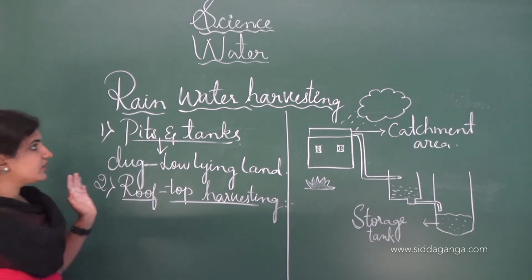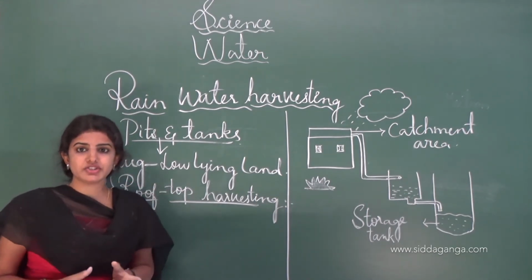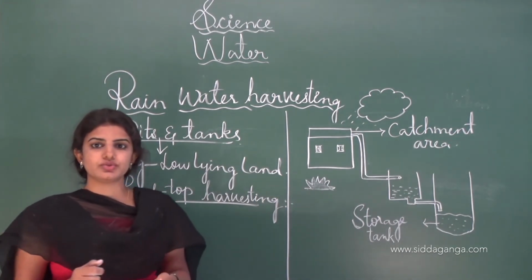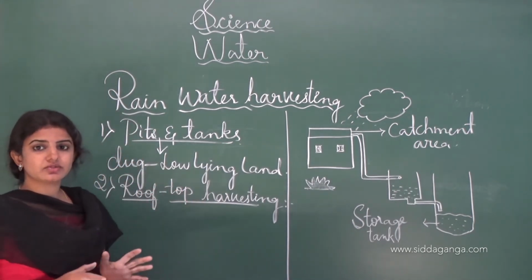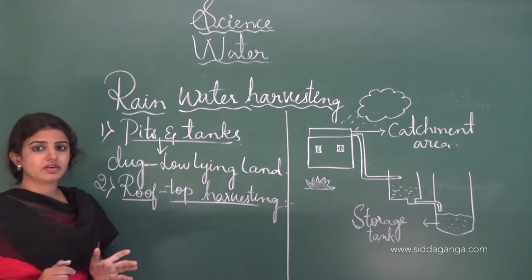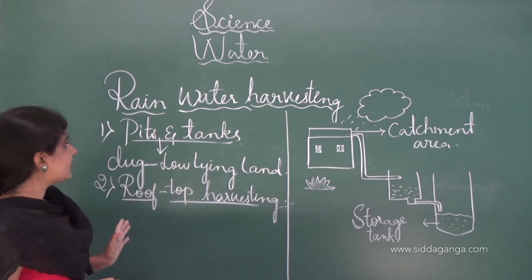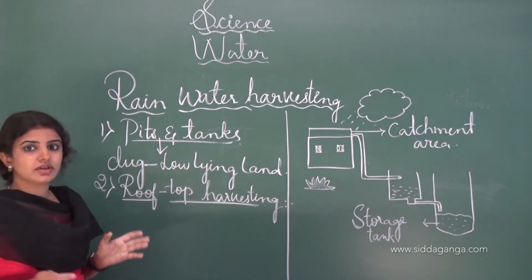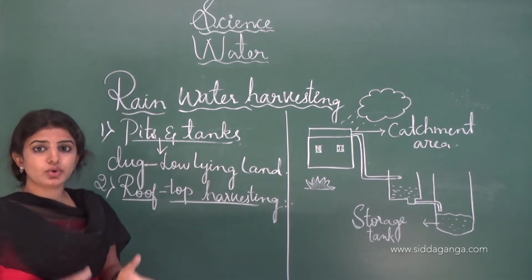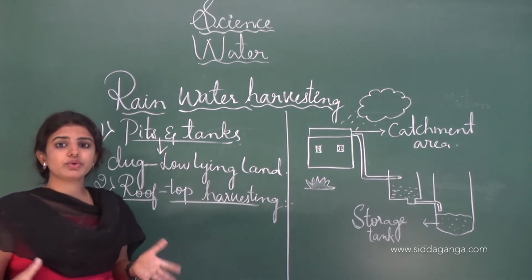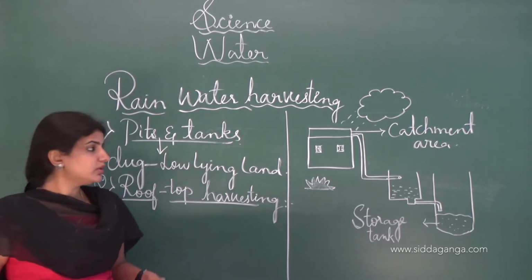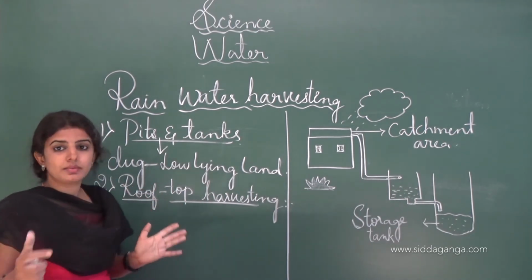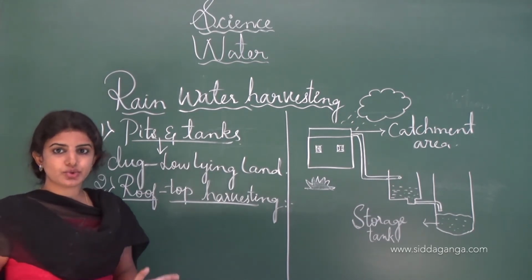Rainwater harvesting is nothing but the collection of water for future use. There are different techniques for harvesting, in which first we have to plant a pit and tanks. First we dig the low-lying areas. We have to consider low-lying areas, dig on the ground, and make it act as a storage tank.